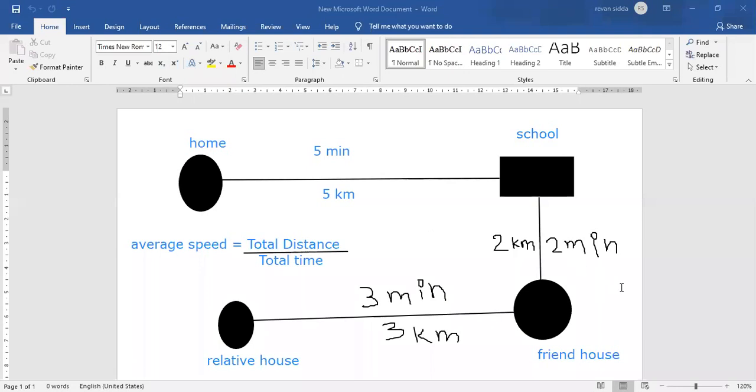Yes, you all are right. One of the students, Shreya, is asking me what velocity means, sir. Velocity is nothing but displacement per time. Speed is distance per time. There is a lot of difference between velocity and speed. Speed is distance per time. Velocity is displacement per time.